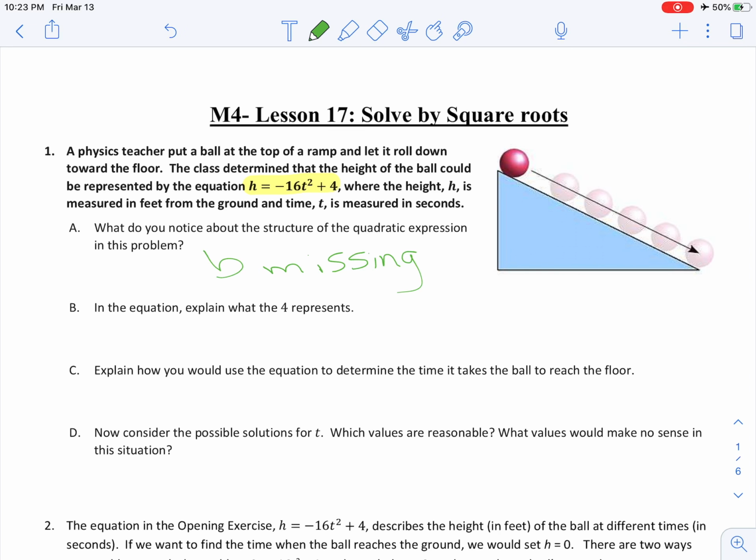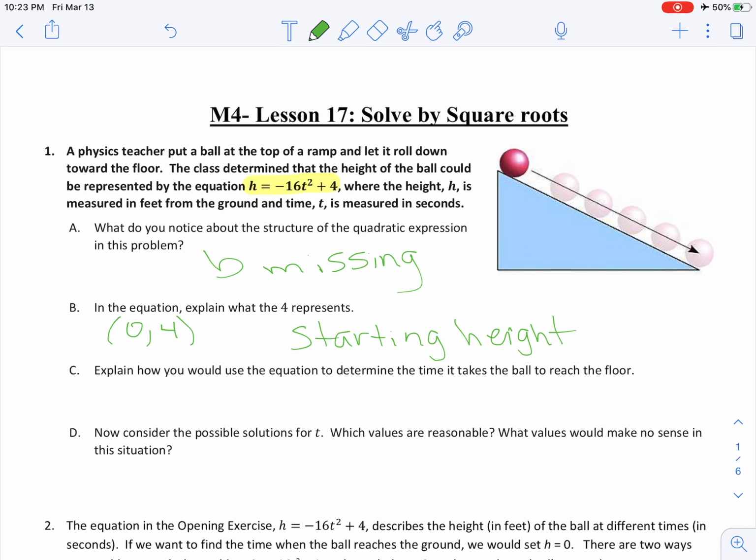And in the equation, what does the 4 represent? Well, if I was to plug in 0 for the t, what would I get? I should get 4. So isn't that its starting point? So this is the starting point, or the starting height.